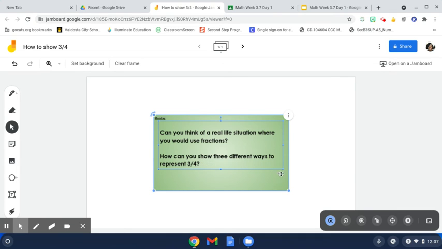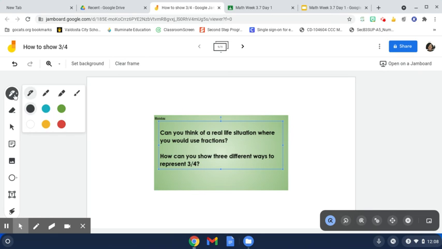We already said we can use fractions. We can use pizza. We can divide a candy bar into different equal parts. You can cut an apple in half, divide an orange into fourths. How can you show 3 different ways to represent 3/4? So let me draw a picture. It's not going to be perfect, but this is what I would do. Let's move this out of the way for a minute.